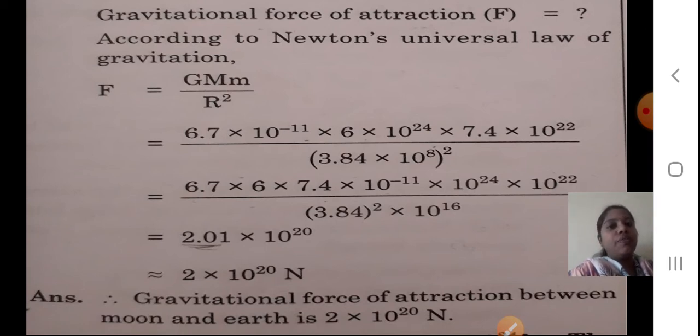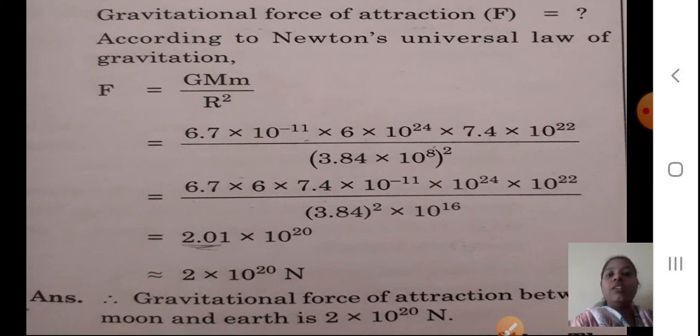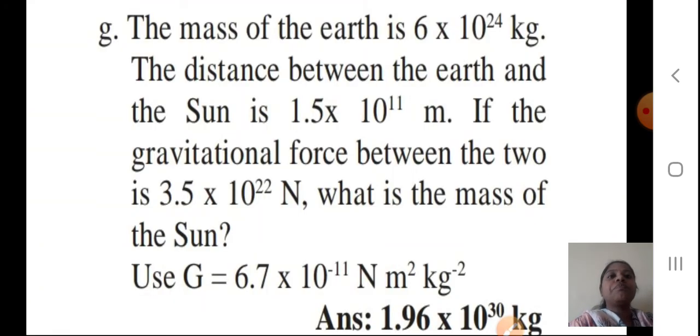Okay, so should we proceed with the next sum? I hope it is simple, just the substitution of the values, calculate and get the answer. The formula you need to remember: F is equal to G capital M small m upon R square. Now the next sum. The mass of the earth is 6 into 10 raised to 24 kg. The distance between the earth and the sun is 1.5 into 10 raised to 11 meter. Mass of the earth is given. Distance between earth and sun is given to you.